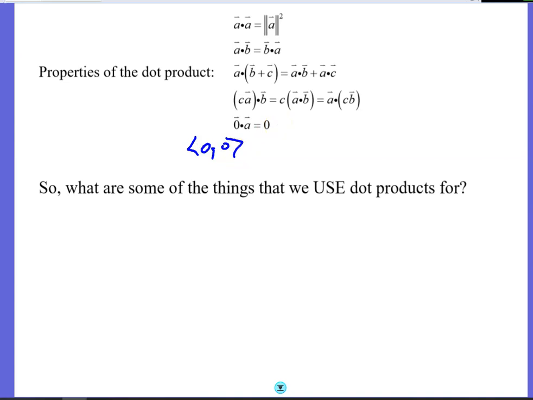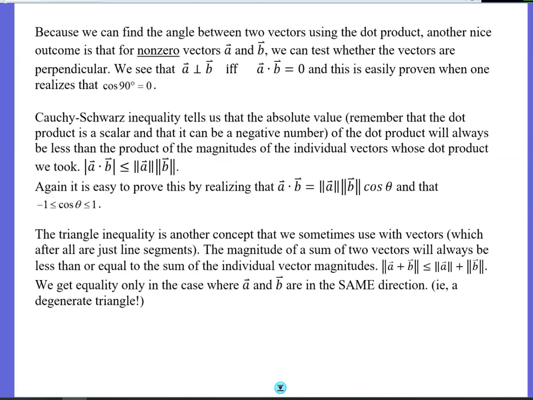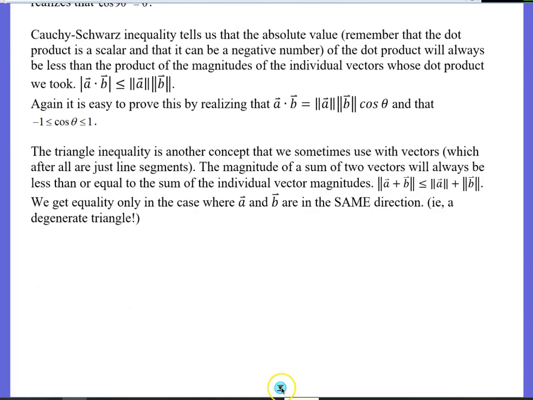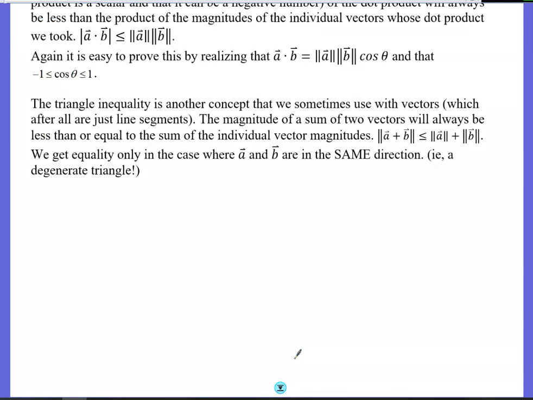Okay, what can we use the dot product for? One of the first really cool things that you can use it for is testing whether vectors are perpendicular. So I'm actually going to make this a little bigger and go down. So here's what I want to show you guys. We just looked at the previous page and looked at dot product.